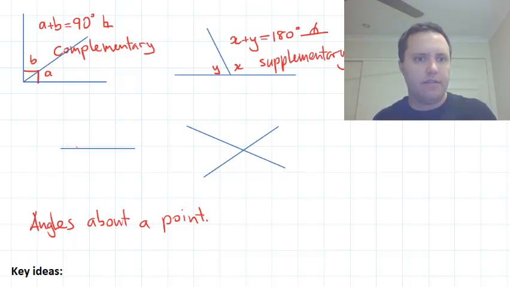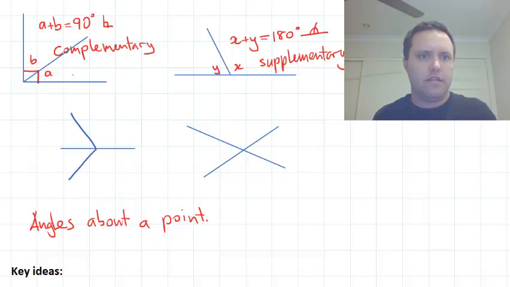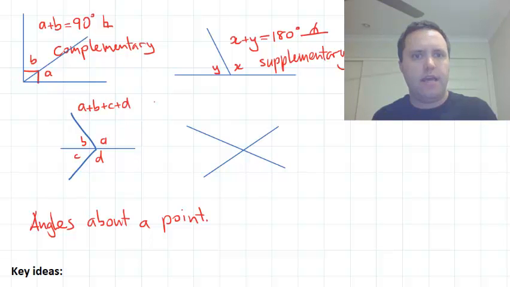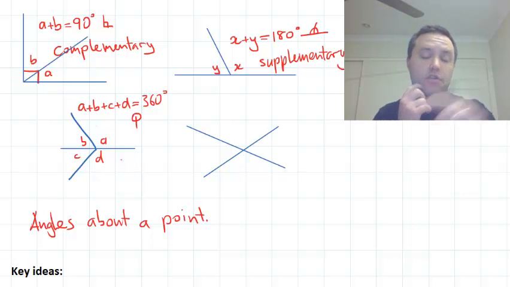This last one here, how am I going to draw this? If I had some angles like this, A, B, C, and D, I'd be able to say that A plus B plus C plus D is equal to 360 degrees, and you might have learned that as the lollipop rule, or the rule of revolution. So all the angles around a point are going to equal 360 degrees.